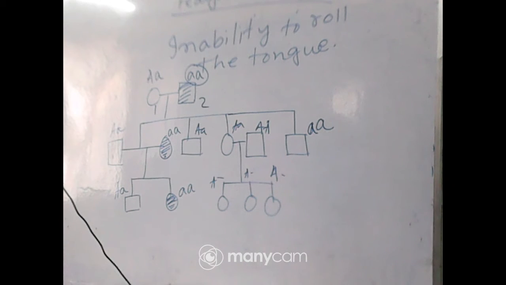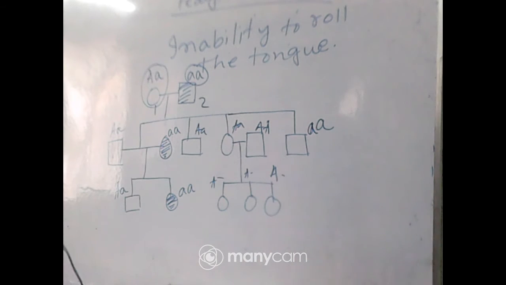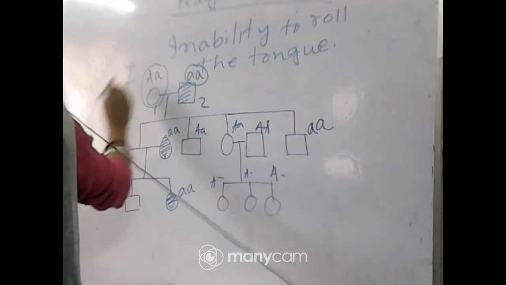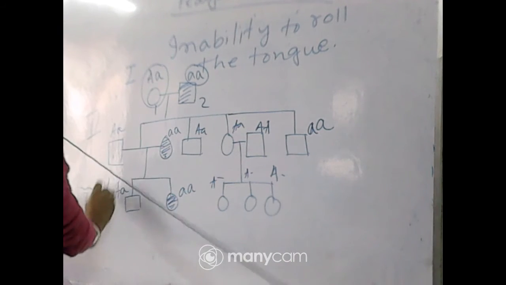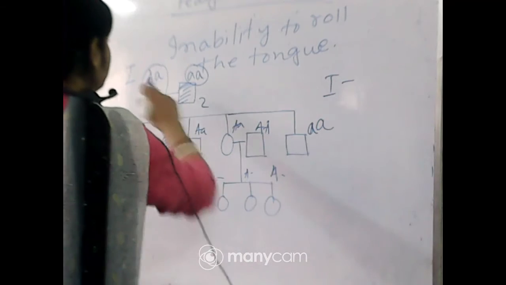So the trait can appear in the progeny only when it becomes homozygous recessive. Since only one progeny carries the trait, the mother parent must be heterozygous. Obviously the mother parent carries the gene, so that's why it is heterozygous. Mother is Aa, 50% heterozygous and 50% recessive. When you write about them, 1, 2 and 3 are the generations: first, second and third. First generation, that is 1A.